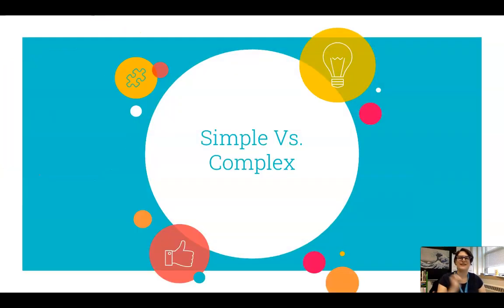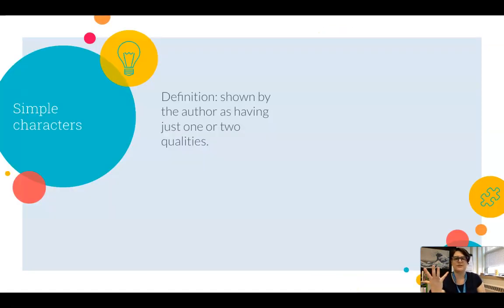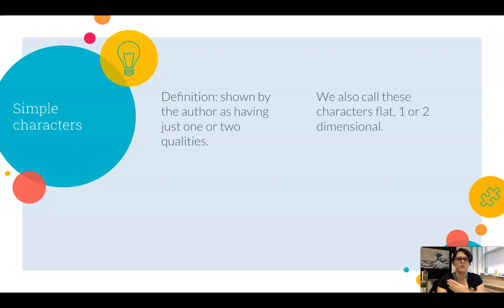All right, here's our other category. We've got simple versus complex. So simple characters are defined as being shown by the author to have just one or two qualities. We don't know a lot about these characters. We sometimes also hear them called flat characters because there's not much to them, or one or two-dimensional characters. There's just not much there. We only know a little bit. What you see on the surface of these characters is all we know.